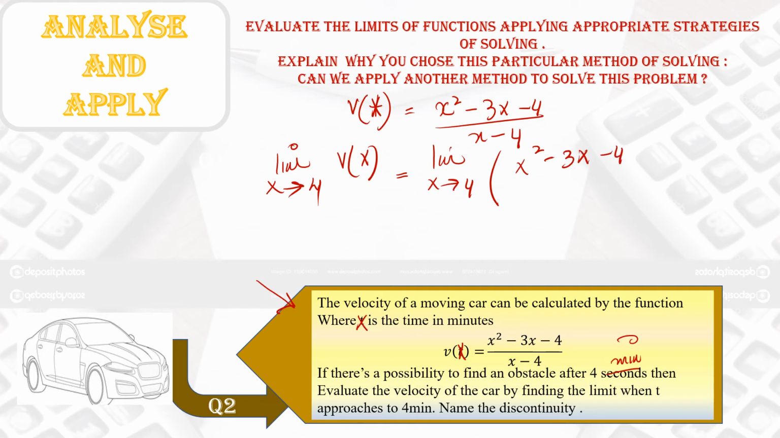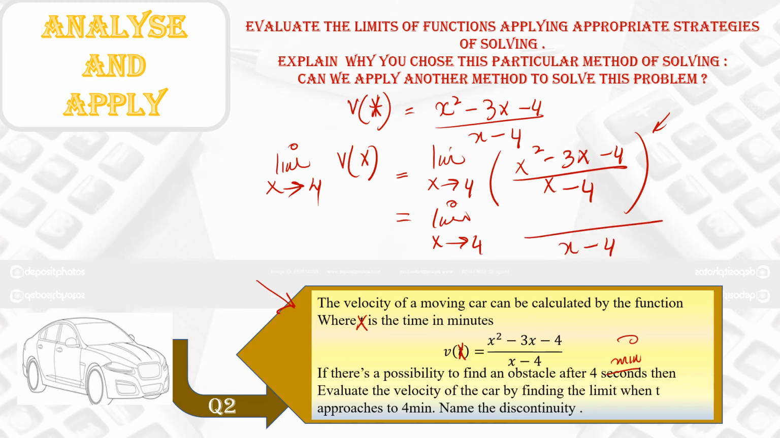Now this is a rational function, and we know the rule that we cannot apply the limit until or unless it is solved. So here you can see in the numerator, this is a quadratic function. Whenever there is a quadratic function and there is a possibility to cancel some of the factors, you have to factor the equation. So the quadratic function, that is x square minus 3x minus 4, can be factored as x minus 4 and x plus 1.